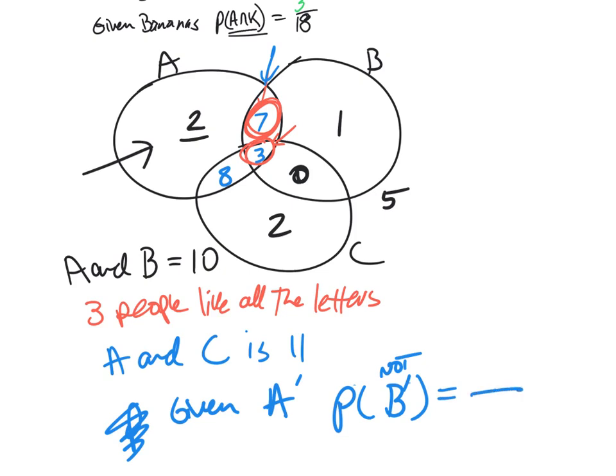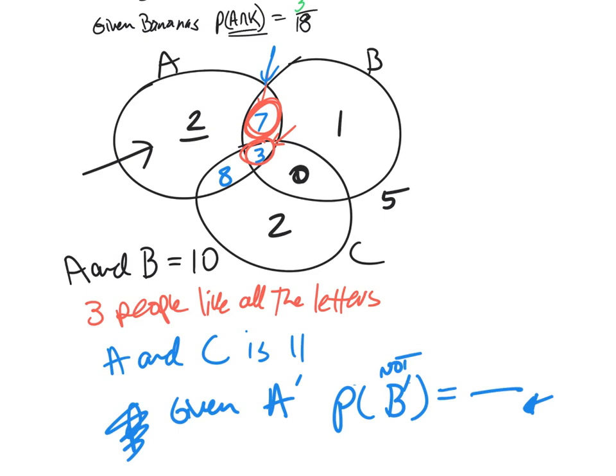Remember, always start with what's possible and put that on the bottom. And anytime somebody says given, they just changed what was possible. Normally what's possible is you add them all up, and that'd be 28. But this is not going to be 28.